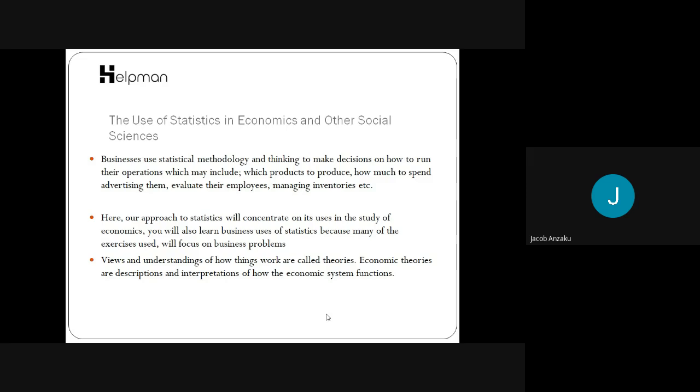You will also learn business uses of statistics because many of the exercises that will be used will focus on business problems. Now, views and understandings of how things work, especially in economics, are usually called theories. Economic theories are descriptions and interpretations of how the economic system functions.